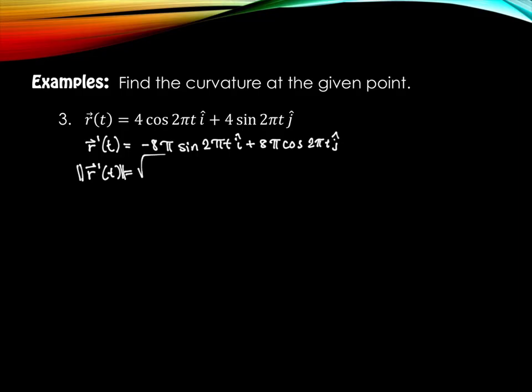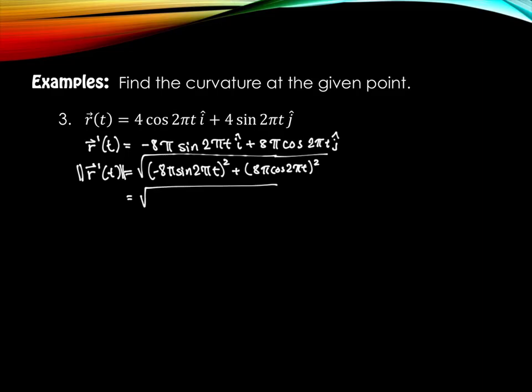So the magnitude is to take each of these and square them now. So I have negative 8 pi sine of 2 pi t squared plus 8 pi cosine of 2 pi t squared. Now, a good portion of this is going to clean up really nicely. So I've got 64 pi squared sine squared 2 pi t plus 64 pi squared cosine squared 2 pi t.